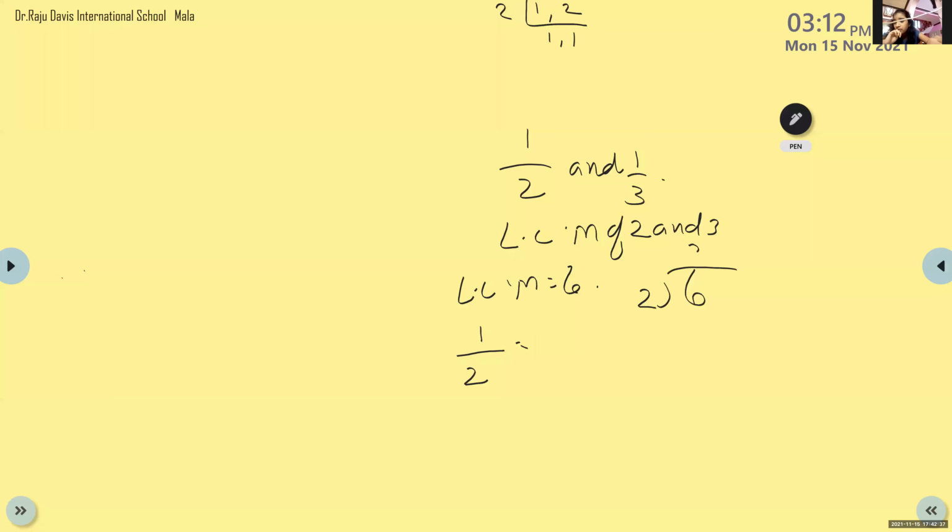You will get 3. 3 into 2 is 6. Then you multiply both numerator and denominator with 3. 1 into 3 divided by 2 into 3. What is 1 into 3? 3. What is 2 into 3? 6. So the first fraction 1 by 2 became 3 by 6.